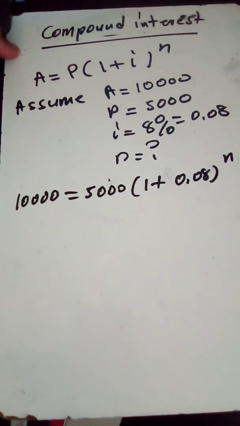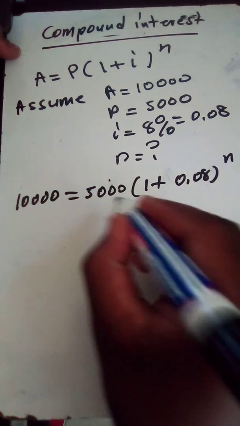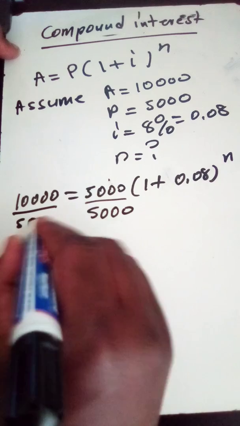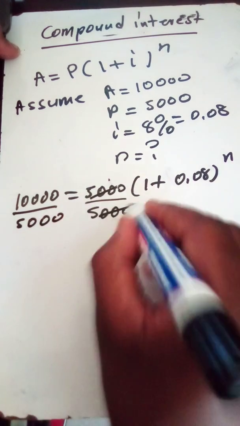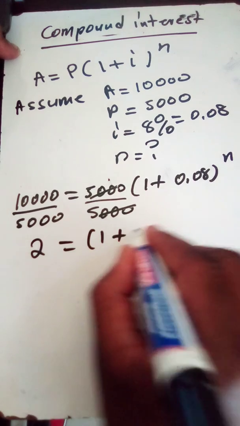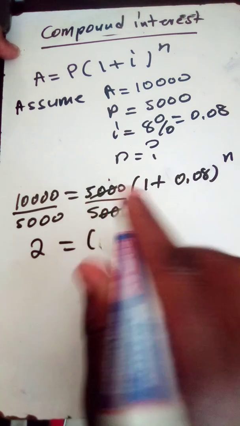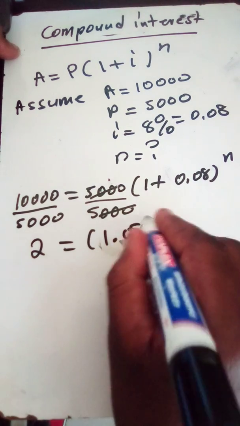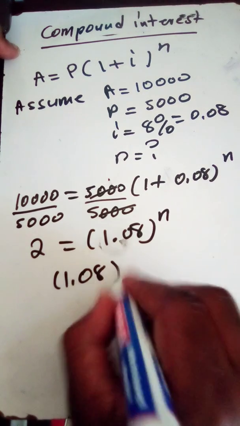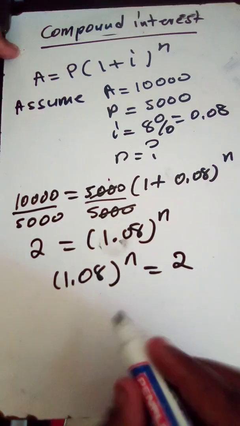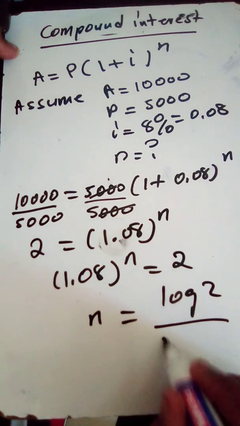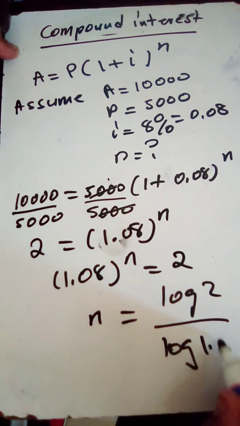Now here we just wrote the power n, then we divide by 5,000. 10,000 divided by 5,000 gives 2 equals 1 plus 0.08, which is 1.08 in brackets, to the power n. So you can write this as 1.08 to the power n equals 2. So our n now becomes log of 2 divided by log of 1.08.